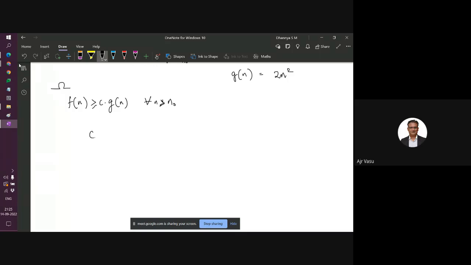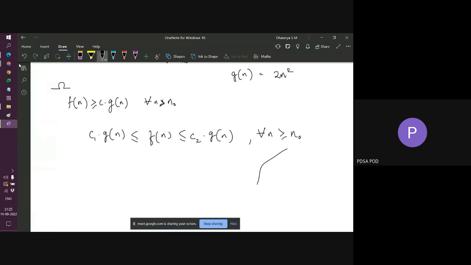It's rare, but in such cases, you have one constant, say C1, which is less than or equal to f of n, less than or equal to C2 dot g of n. So graphically you have something here, and in between is the f of n. This is C1 is less than f of n, and C2 is above.